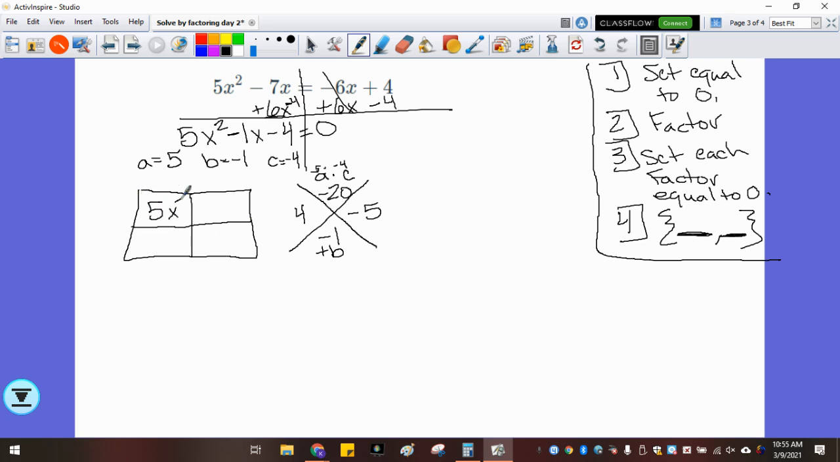5x squared goes in the top. Negative 4 goes in the bottom. Then we use our numbers. So I'm going to put 4x here and negative 5x there. It doesn't matter where you put them, as long as you put them with the 2 x's.